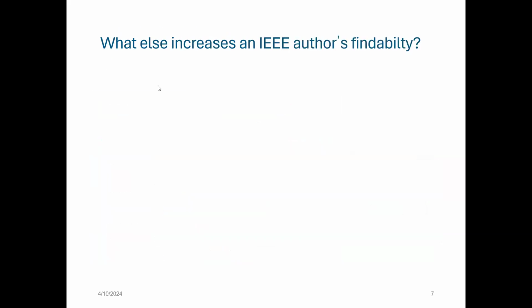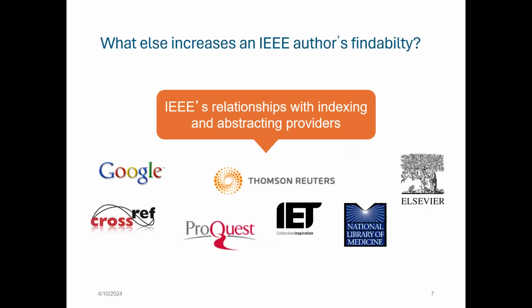Then what else increases the findability for these authors under IEEE? IEEE articles have a relationship with all these well-established other organizations to increase findability and visibility. I think you have heard about IEEE elsewhere. They have their own research document pools. IEEE is connected with all these most important institutions which provide indexing and abstracting. So that's why you are going to get more visibility through IEEE publication.